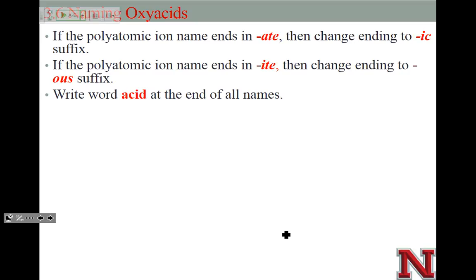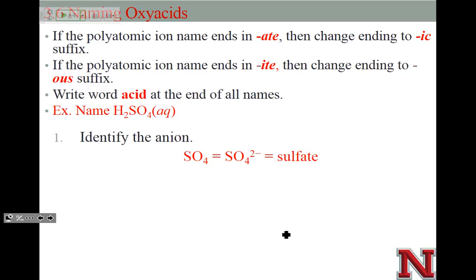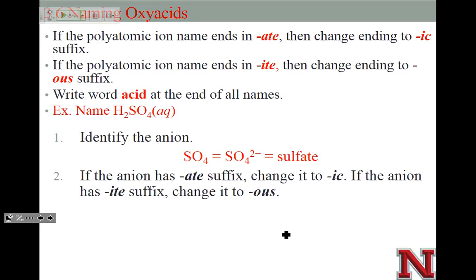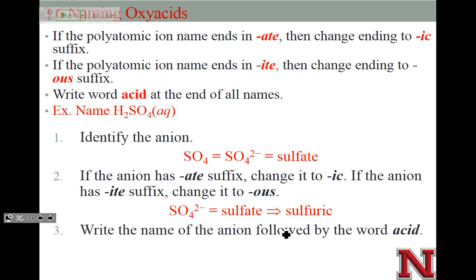The oxyacids can get a bit more involved. It's not really difficult to name, you just have to know some rules. If the polyatomic ion name ends in ate, then we change the ending to IC. However, if the polyatomic ion name ends in ite, then we change it to OUS. So that tells us what polyatomic ion we're using. And then, of course, we write acid at the end of the name. So, for example, H2SO4 is our ion, SO4 2-, that's sulfate. So it's ate, so we're going to change it to IC. So it is sulfuric acid.